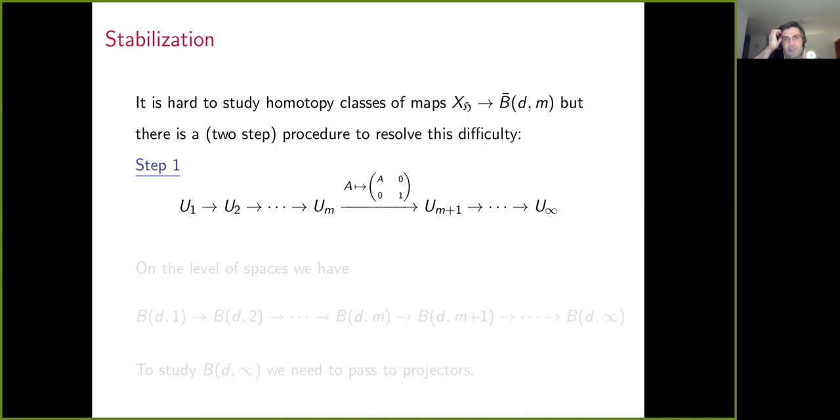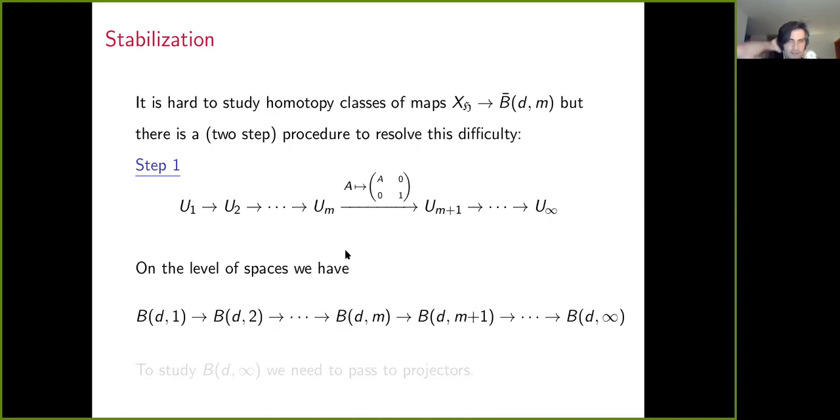Which means essentially considering all the unitary matrices all at once. I can consider a unitary matrix M by M inside a unitary matrix M plus 1 by M plus 1 by including it via this map. So A goes to A 0 0 1. I'm just including a 1 on the diagonal. And we can take the union of these unitary groups along these inclusion maps. So U infinity is called the stable unitary group.